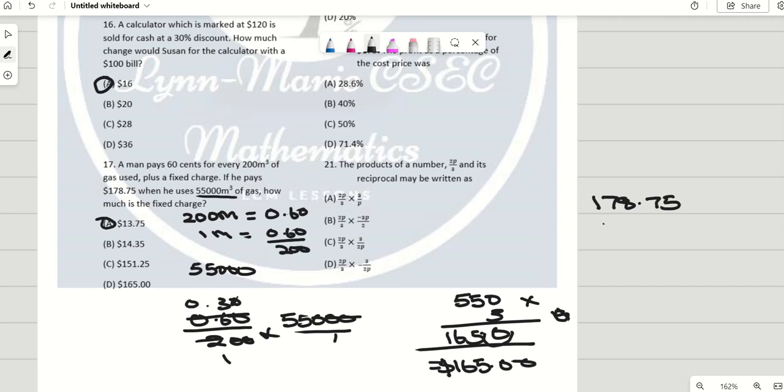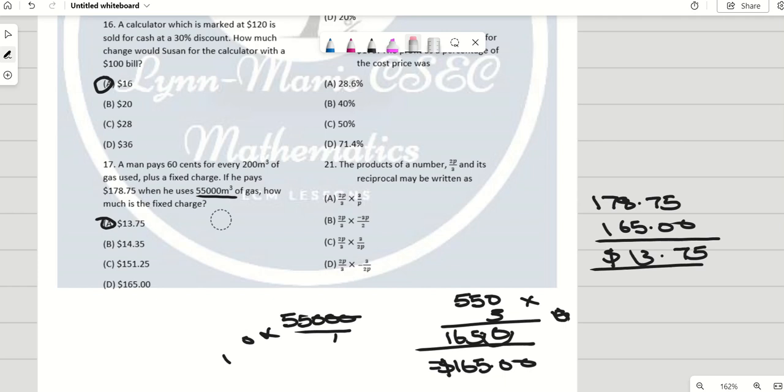178.75 minus 165.00. Right, 75 cents. 8 minus 5 is 3, 7 minus 6 is 1, so it is $13.75. So the answer for this is $13.75. If you do not remember the answer, guys, this is the way to do it. Right, you use if, then and therefore, and then you multiply.